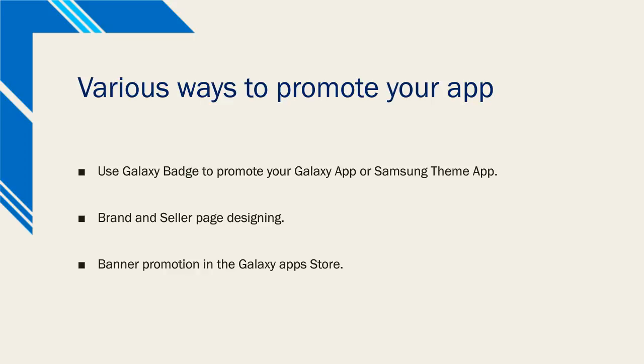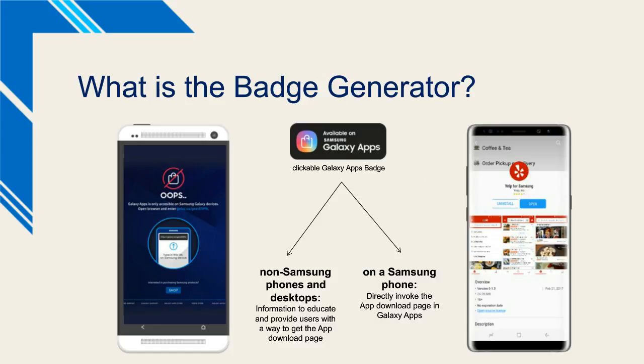So let's start with the first topic of today's webinar, which is Galaxy Badge service. So what is this badge generator? It's a special URL service that allows you to create a URL, or kind of a short URL, that will point to your app on compatible devices. You can go onto our website, sign up there, and submit a request for Galaxy Badge. Once you have the URL, if you open that URL on a compatible device, you will go to the product detail page, else it will take you to an educational page where you can guide your user on how to download your app.